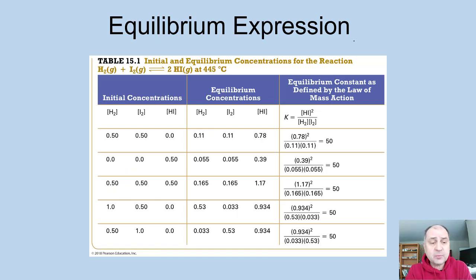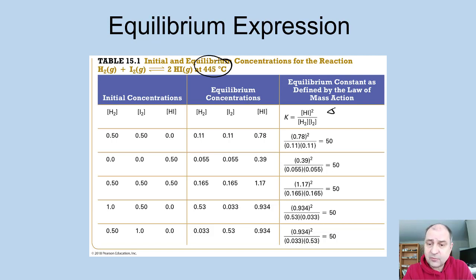Okay, so this is a pretty busy slide, but this is the same reaction, and it's all carried out and measured at 445 degrees Celsius, right? And so we have initial concentrations, so we mix different concentrations of reactants, and then once it establishes equilibrium, we measure the concentrations of the products and the reactants, and we can calculate an equilibrium constant.